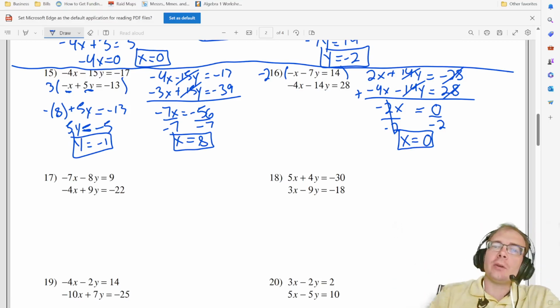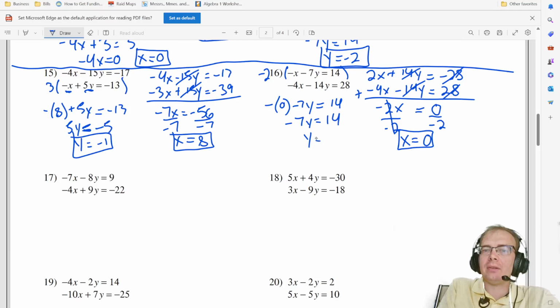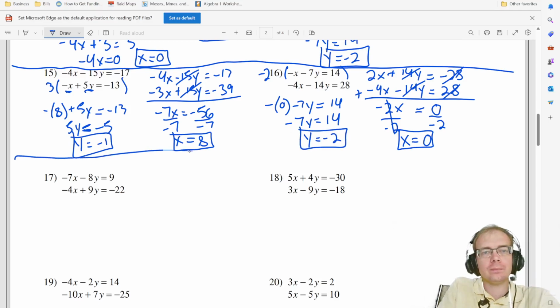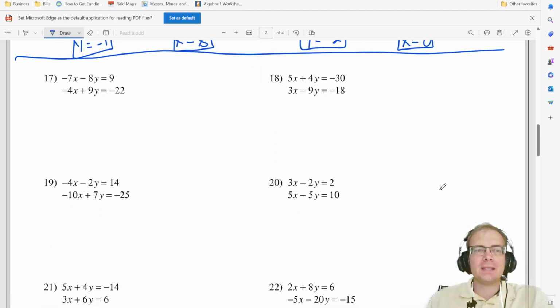Okay, so let's plug that x back in. I'm going to plug that into the first equation. The first equation has smaller numbers, so I like that better. So negative 0 minus 7y equals 14. So that's just 0, right? So that's just this. And then divide by negative 7. Boom. There it is. Okie dokie. 17 and 18 are up next.